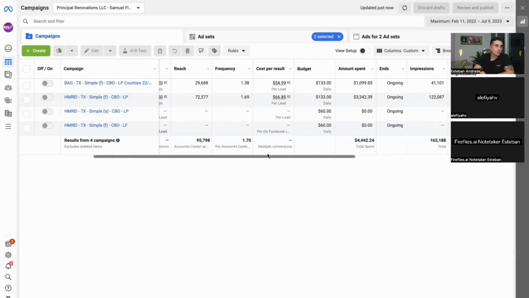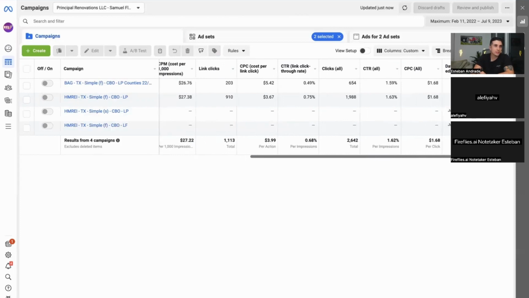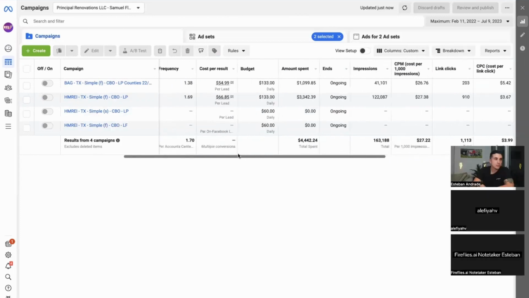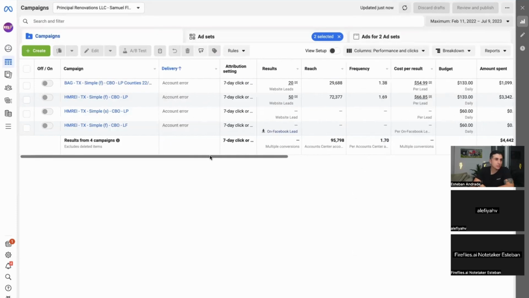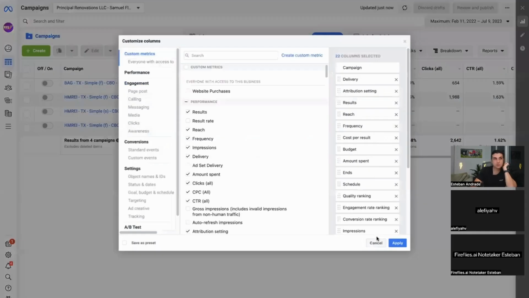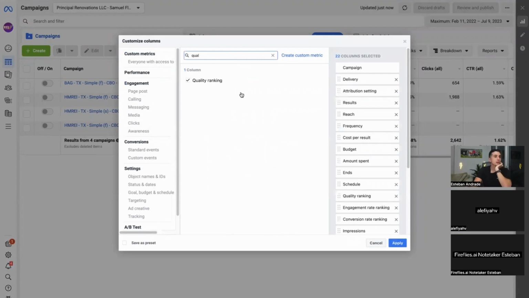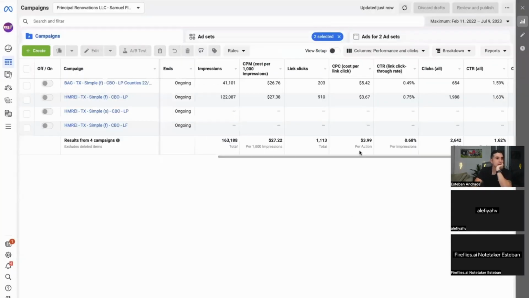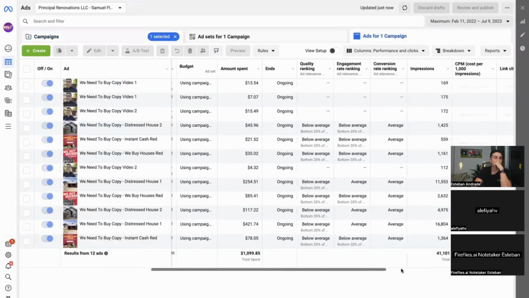Here, I don't see quality ranking. We probably should have it. Let's see it right here. I'm not 100% sure why I don't see quality ranking. Let's take a look at quality ranking. All right, let's just go here to customize, and let's see quality ranking. It is actually here, I just don't see it. Give me 1 second. Oh, there you go. It's because I haven't searched it inside of the campaign.